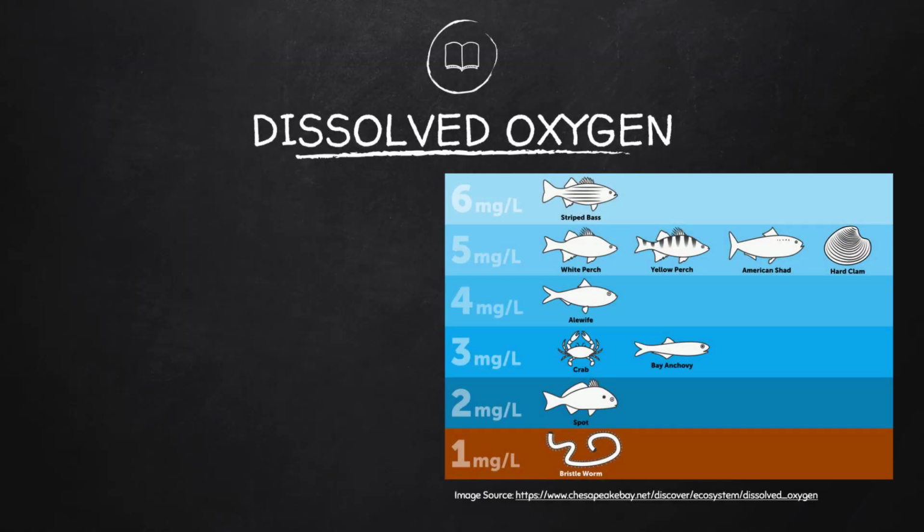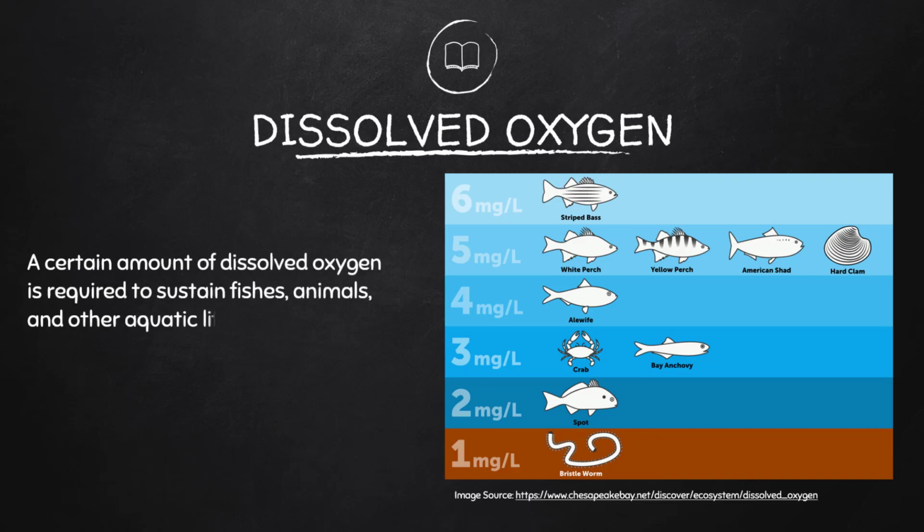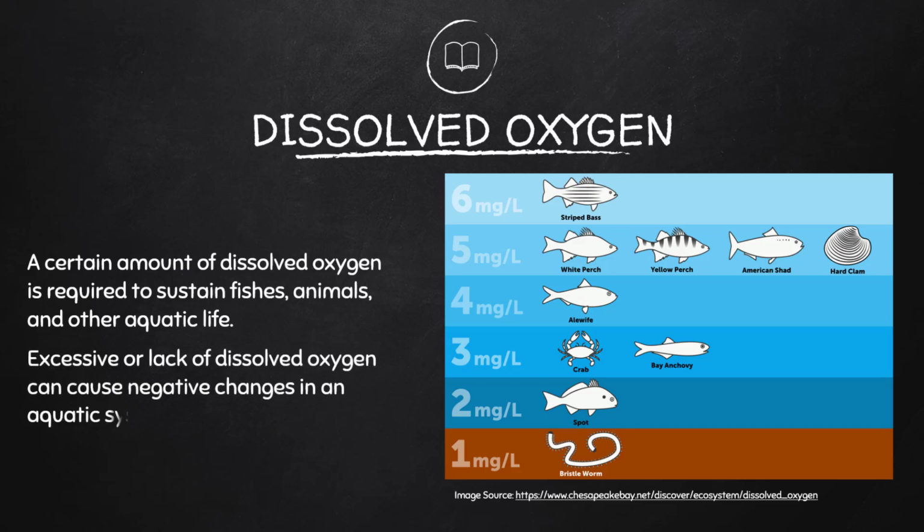In the figure, we can see here the different demands of different aquatic animals for dissolved oxygen. A certain amount of dissolved oxygen is required to sustain fishes, animals, and other aquatic life. Excessive or lack of dissolved oxygen can cause negative changes in an aquatic system.